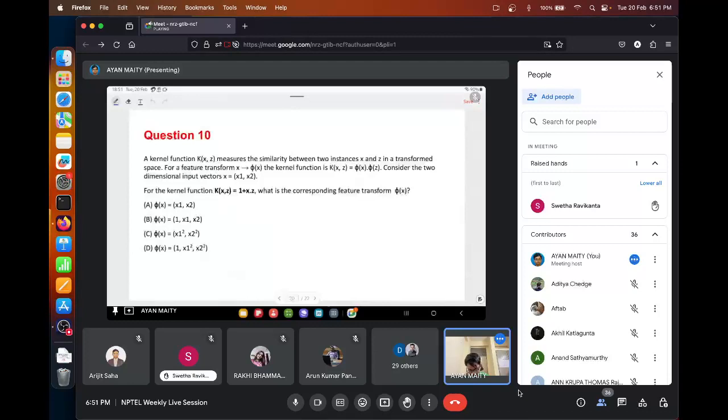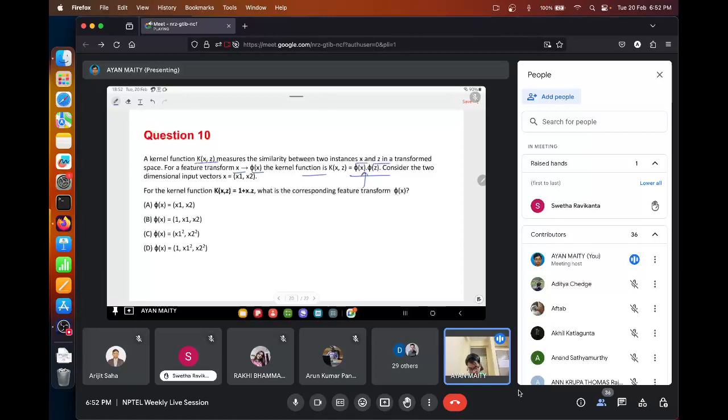Question 10. A kernel function k(x, z) measures the similarity between two instances x and z in a transformed space. For a feature transform x to phi(x), also known as basis transformation or basis expansion, the kernel function k(x, z) is phi(x) dot phi(z). So this is not simple multiplication, this is a dot product.